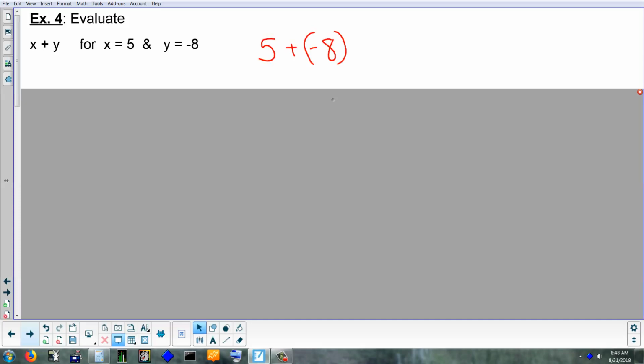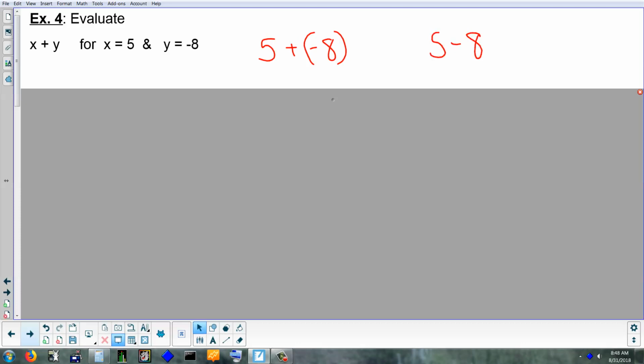5 minus 8 works too, because it's telling me it's negative 8. So I think of it as like, this negative is going to overpower the positive that's there. So it'll be 5 minus 8. Both ways work. That's perfectly fine. All right? But again, don't think of this as multiplication. It's not. It's just isolating that negative number.